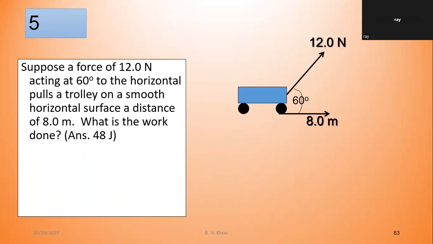Okay, suppose a force of 12 Newton acting at an angle of 60 degrees to the horizontal pulls a pulley on a smooth horizontal surface at a distance of 8 meters. What's the work done? What's the answer? Sorry, I haven't done it yet. Okay, you can do it now. Just now we covered too fast, that's why we have plenty of time.